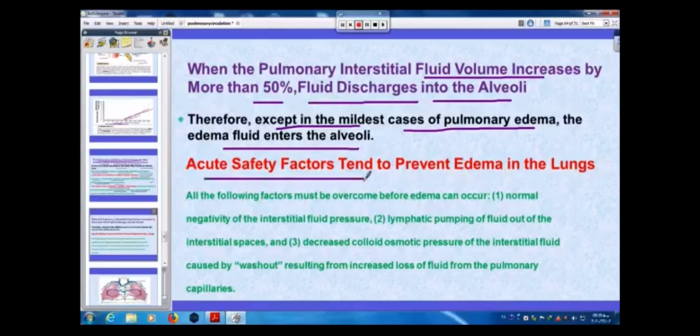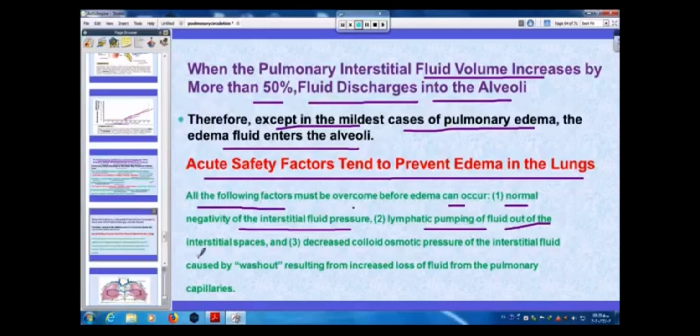The acute safety factors tend to prevent edema in the lungs. All the following factors must be overcome before edema can occur. 1. Normal negativity of the interstitial fluid pressure, okay, and lymphatic pumping of fluid out of the interstitial space, which we mentioned before and in the figures. Okay, you can see also the decrease in colloid osmotic pressure of the interstitial fluid caused by washout resulting from the increased loss of fluid from the pulmonary capillaries.